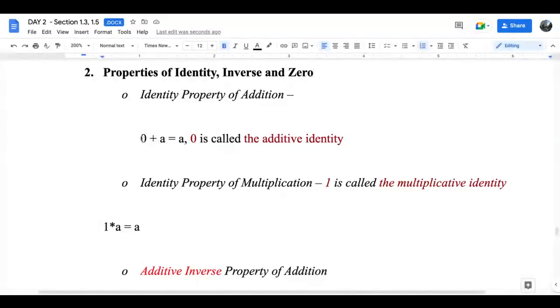Identity properties. So 0 is called the additive identity. Additive identity means A plus -A equals 0. All right. And then we call A and negative A additive inverses.